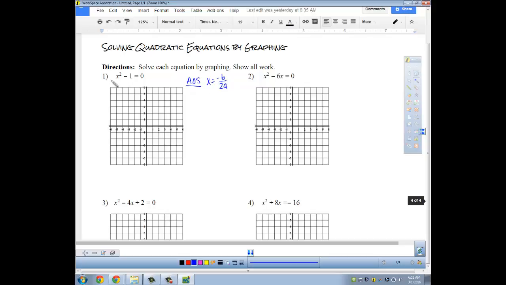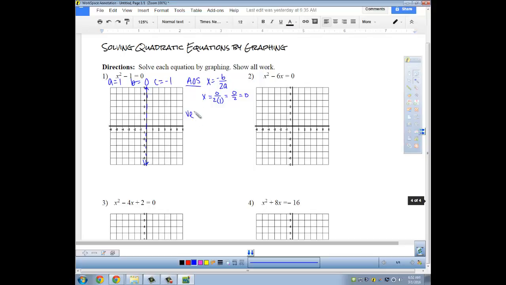So here my a is 1. My b is actually 0 because there's no term with just a plain x, and my c is negative 1. So I get x equals negative b, so negative 0 is just 0, over 2 times a, which is 1, so 0 over 2 is 0. So my axis of symmetry is at x equals 0, so I have a dotted line going down the center. And again, that just tells me where my line of symmetry is.